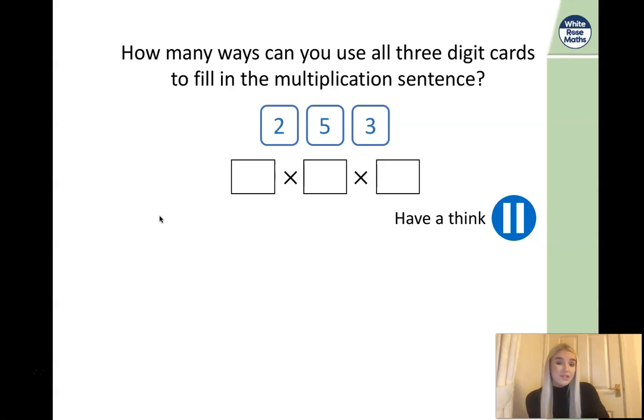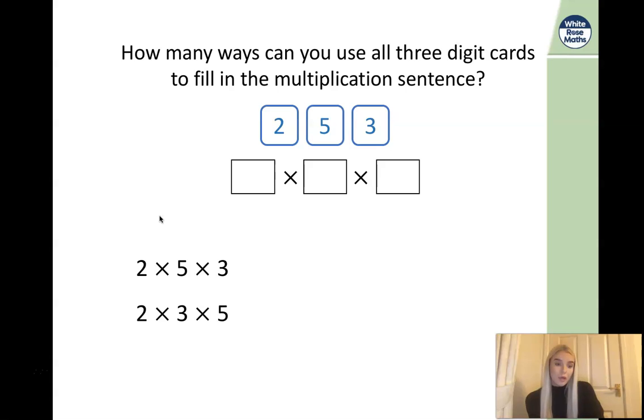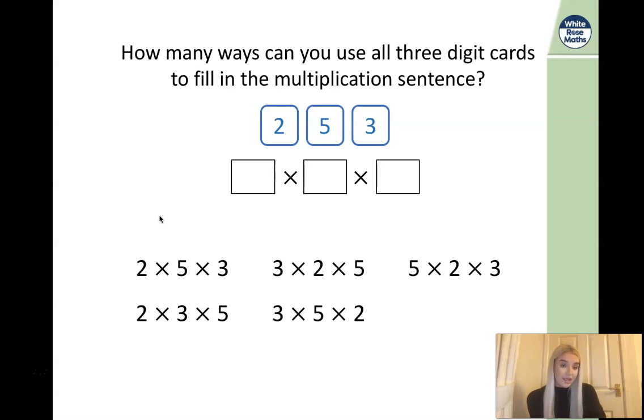Okay, so you might have started first with your 2. You might have done 2 multiplied by 5 multiplied by 3. You might have then done 2 multiplied by 3 multiplied by 5. Then you might have wanted to start with your 3. So you would have done 3 multiplied by 2 multiplied by 5, and also 3 multiplied by 5 multiplied by 2. Finally, you might have done 5 multiplied by 2 multiplied by 3, and 5 multiplied by 3 multiplied by 2.